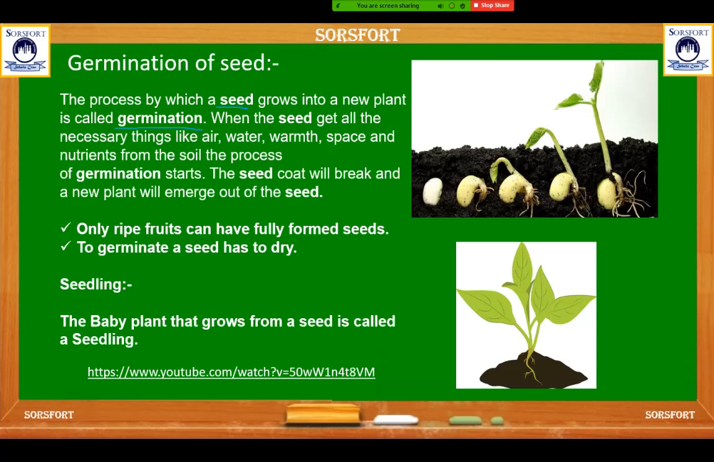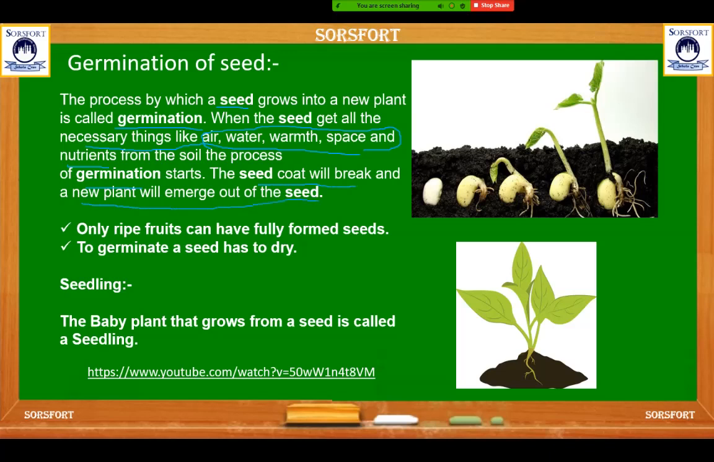When the seed gets all the necessary things like air, water, warmth, space, and most important, nutrients from the soil, the process of germination starts. When a seed gets all these things, they start to grow. That is called germination. The seed coat will break and a new plant will emerge out from the seed.